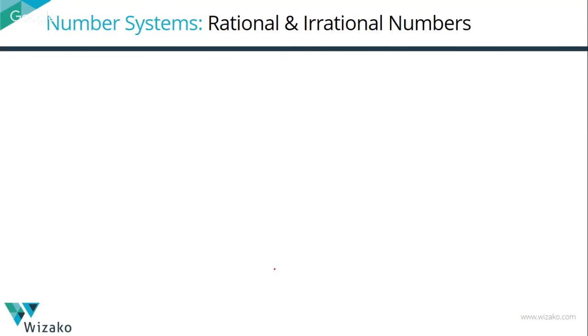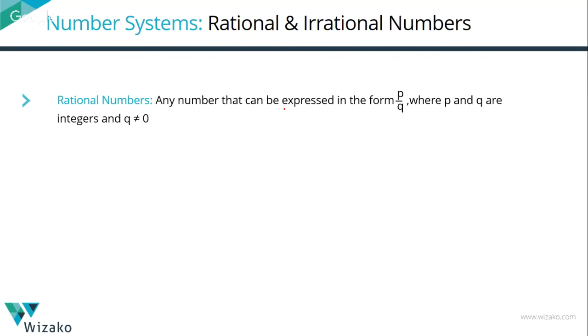Let's look at what are rational numbers and what are irrational numbers. Rational number, the definition: any number that can be expressed in the form P by Q, where both P and Q are integers and Q is not equal to 0. Anything that you can write as a fraction, the numerator and the denominator of the fraction should be integers. The denominator should not be 0. Such numbers are called rational numbers.